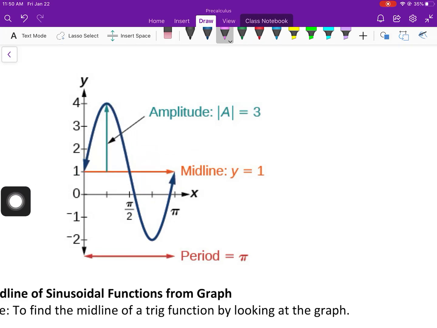Now realize something really important here. Here's the total distance from the top to the bottom. The amplitude is half the distance from the top to the bottom. Remember that, that's important. So from the top to the bottom, the amplitude is going to be half the distance from the top to the bottom.